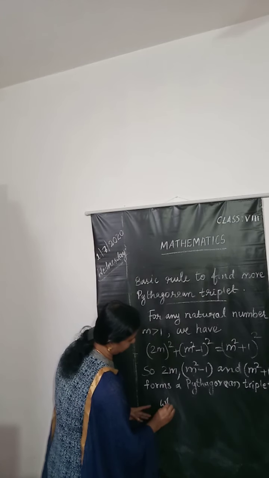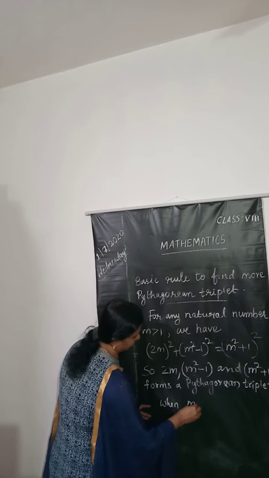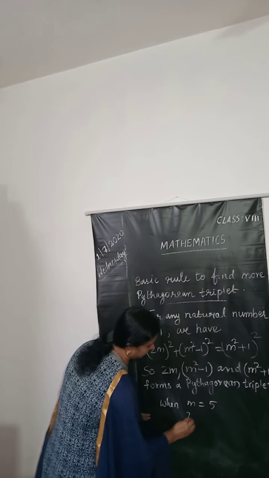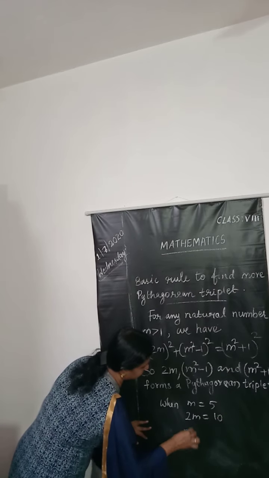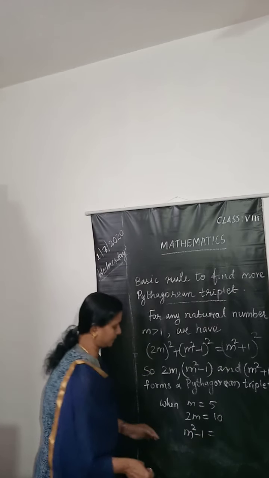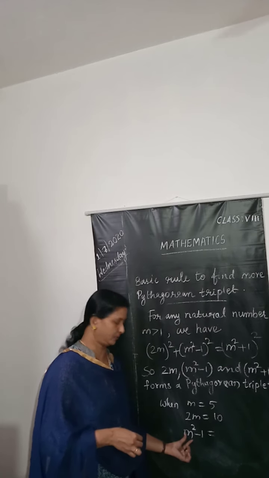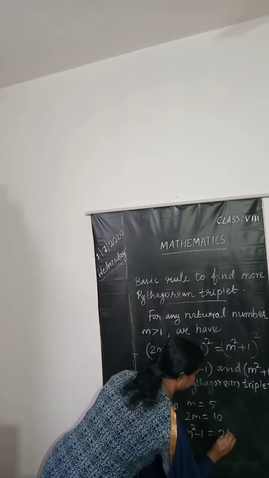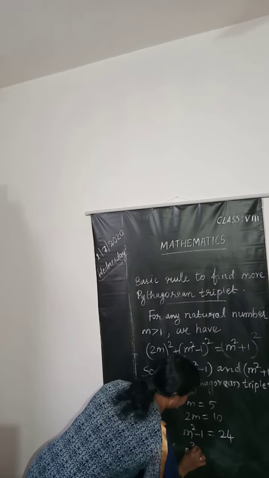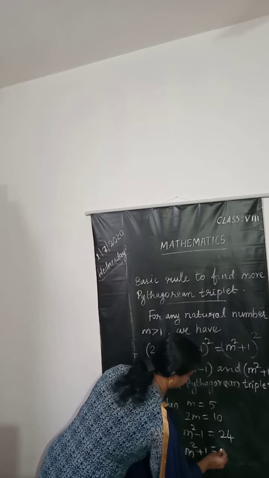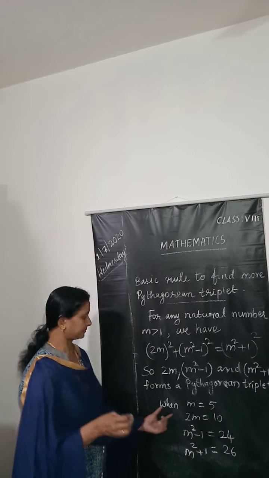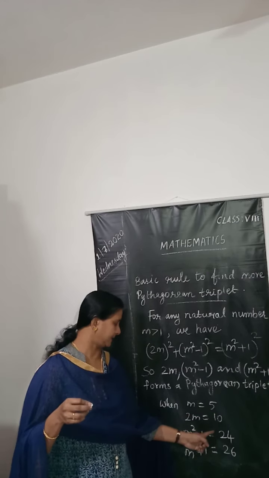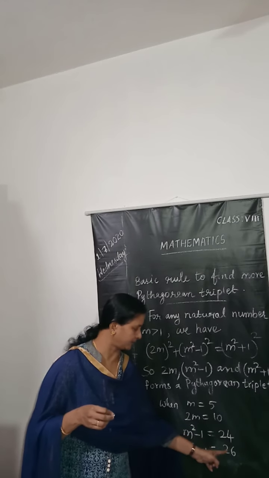When m is equal to 5, 2m will be equal to 10. Then m square minus 1 will be equal to, m square is 25, 25 minus 1 is 24. Then m square plus 1 will be equal to 25 plus 1, which is 26. So these numbers are 10, 24 and 26.